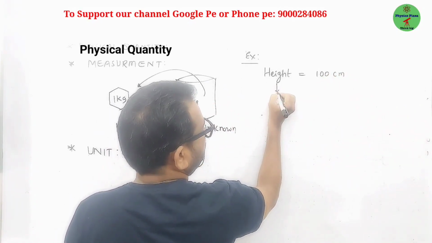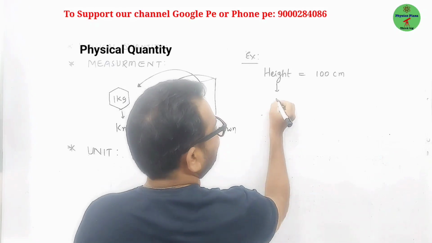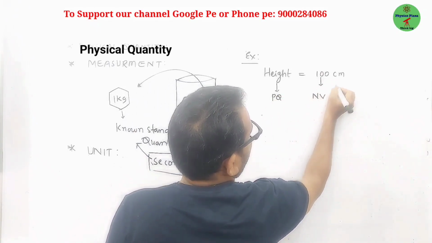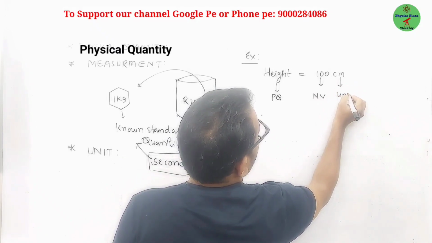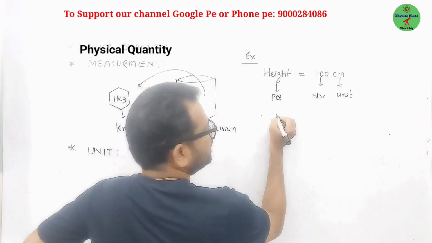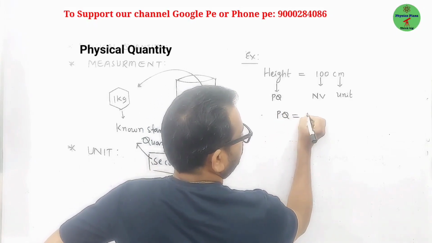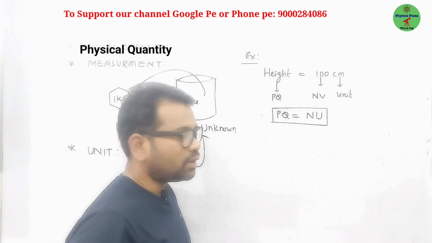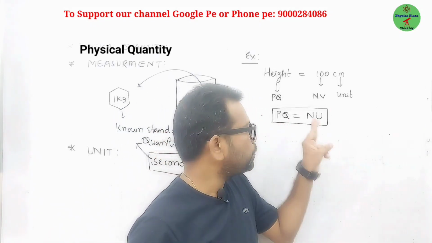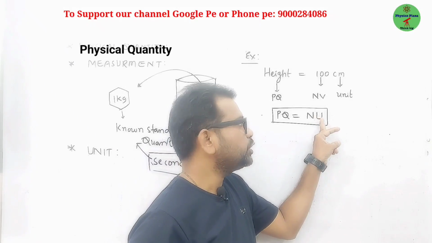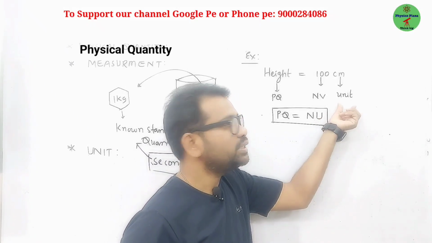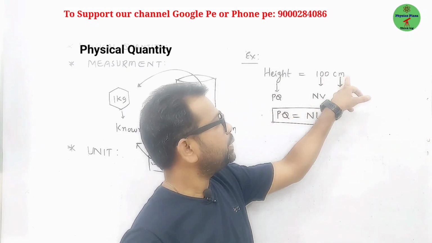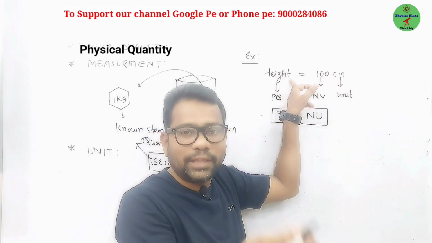Here, height is what? Length. Length is nothing but a physical quantity. So it is a physical quantity, 100 is a numerical value, and centimeter is a unit. Now can we express it like this: physical quantity is equal to numerical value into unit? Yes, of course we can. Which means a physical quantity can be expressed in terms of two parameters, that is, a numerical value and a unit. What is a unit? We just discussed: it is a known standard quantity of the same nature. Centimeter is a length in nature. Height, length, we are using.